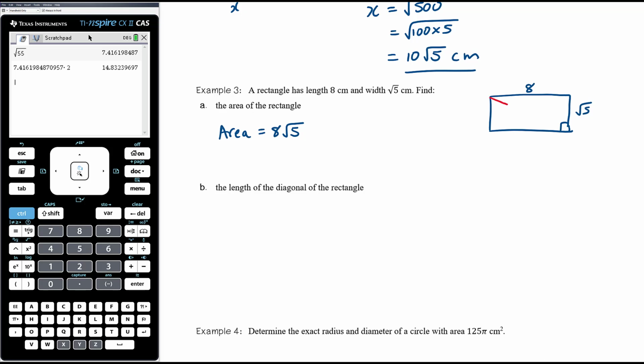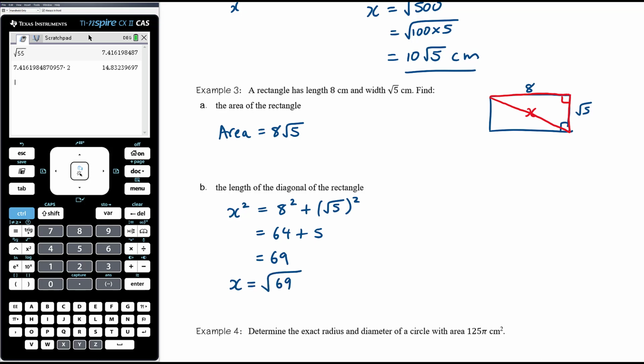Find the length of the diagonal of the rectangle. So we want to find this length here of the diagonal. We could find this one here, but they'll be the same. It's a right-angled triangle because we have a rectangle, and so we can use Pythagoras' theorem. So the length of the diagonal, let's call that x. According to Pythagoras, hypotenuse squared equals the sum of the other two lengths squared, so x squared equals 8 squared, which is 64, plus root 5 squared, which is 5. So this is 69, and so x is root 69.